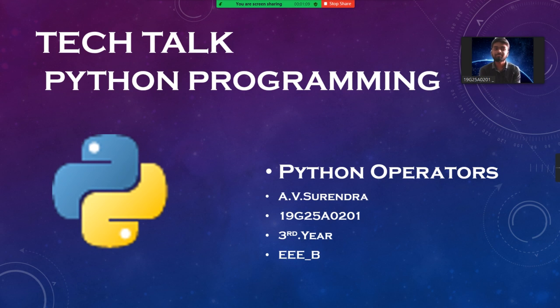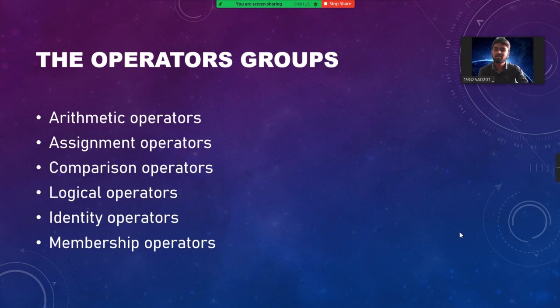Today, my topic is Python operators in the Python programming language, and I'm going to present these Python operators one by one. Let's get started. The Python operators groups are arithmetic operators, assignment operators, comparison operators, logical operators, identity operators, membership operators, and so on. We will see the main operators which we use in Python.